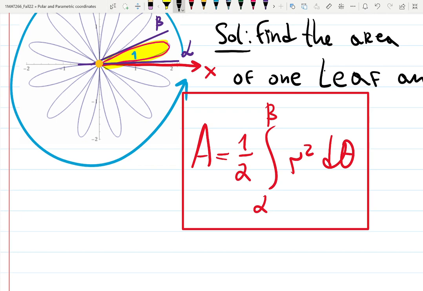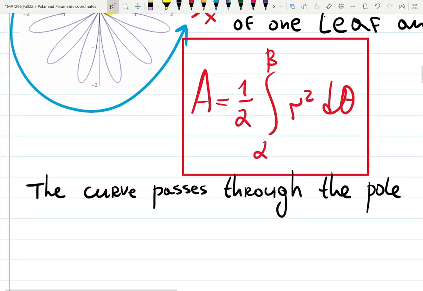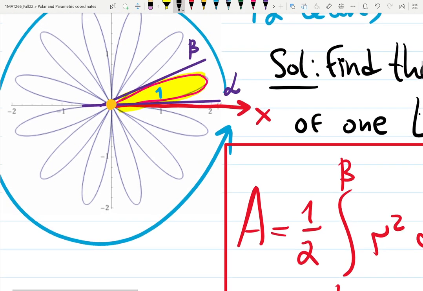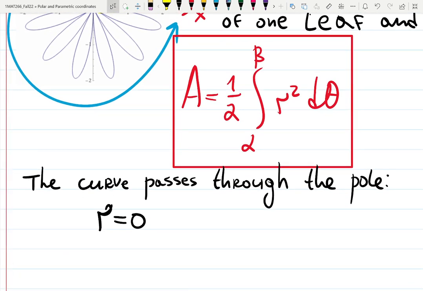So the idea is this curve passes through the pole. The pole has equation in x and y: (0, 0) can be explained as x equals 0 and y equals 0. In polar, same idea. r equals 0 creates the pole. Because if r is 0, I'm here at the center. r is how much I step away from the center.